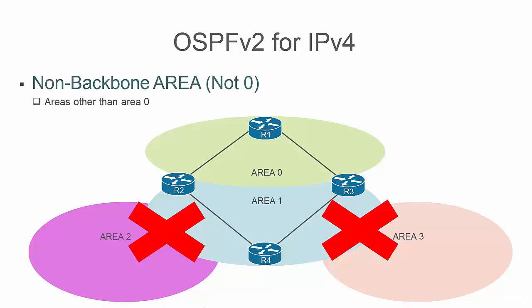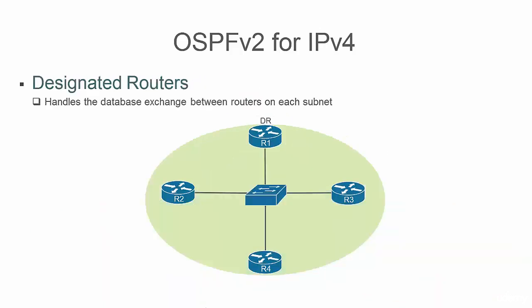Another important concept to understand with OSPF is designated routers. Designated routers handle database exchange information between routers on each subnet. Routers use the link local multicast address 224.0.0.6 to send database exchange information up to the designated router. And this prevents all the routers having to send the same information to each other. Instead, they can send it to the central point in the subnet, which would be the designated router.